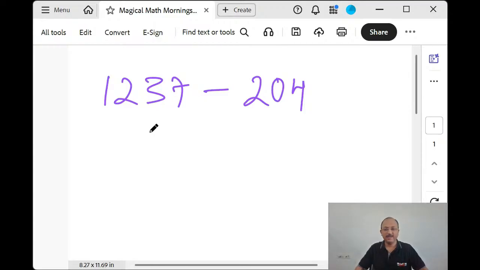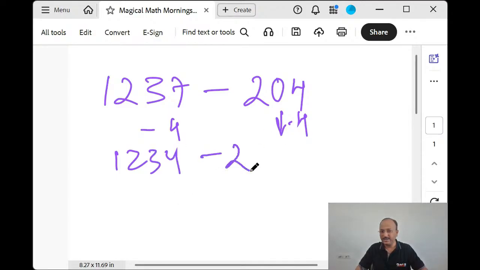Others, try this one. 1237 minus 204. What do you have to reduce? Only 4. Correct? Here also you reduce 4. And I think by typing, there was a typing error and you corrected that one. See what it will become? When you subtract 4 from both, it will become 1233. Minus 200 is easy. Sorry, 1233. That means it will become 1033. That is perfect. Students are doing good.